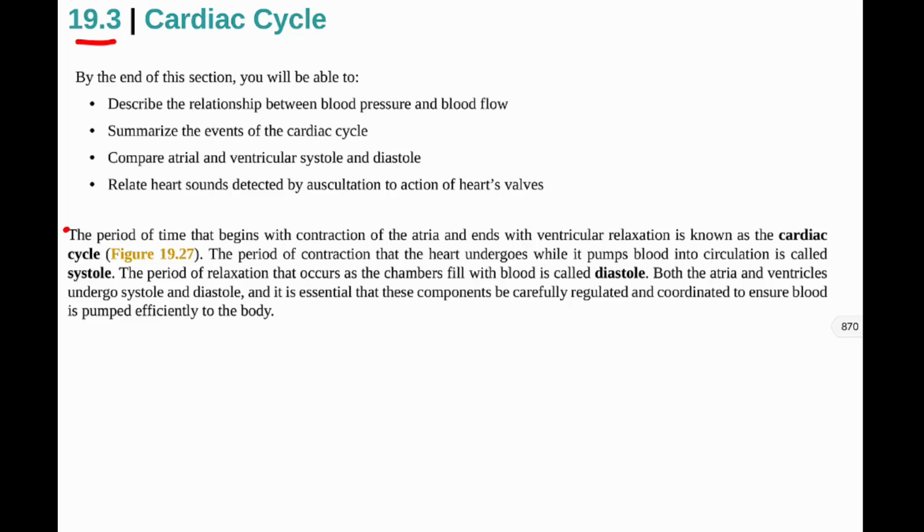So the period of contraction that the heart undergoes while it pumps blood into circulation is called systole. So systole is the period of contraction, and then diastole is the period of relaxation that occurs as the chambers are filling with blood. Okay, so both the atria and the ventricles are going to undergo systole and diastole. So both the atria at the top are going to undergo a period of contraction, systole, and then relaxation, diastole. And then the ventricles, systole and diastole.